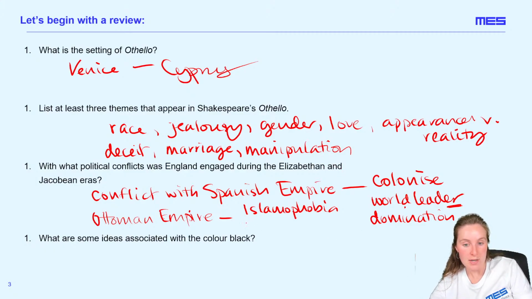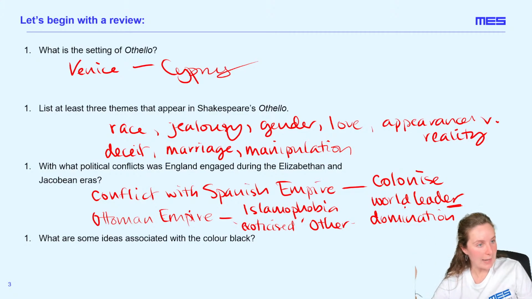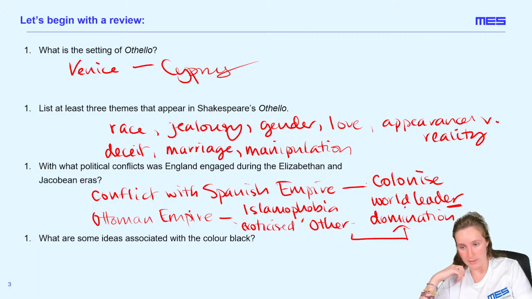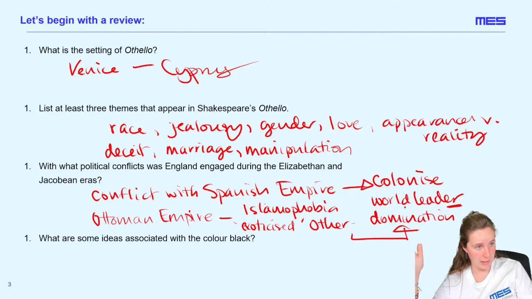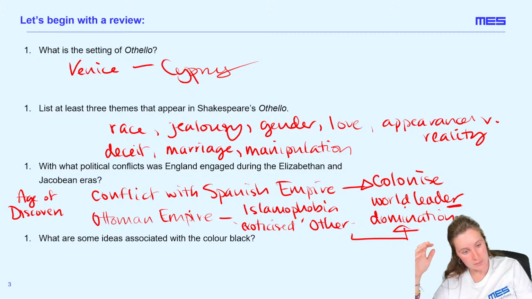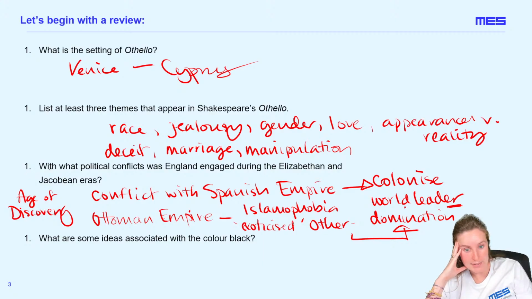There was also this sort of exoticized other. And I'm using Edward Said's language here in quotes in order to talk about the fact that it was England who did this exoticizing of the Ottoman Empire. These conflicts stem back to the Crusades, for example, and again, the similar idea of colonization, being a world leader, domination in both. This was also aligned with the timing of the Age of Discovery. So the Americas were being colonized, as was South America and Central America. More parts of Asia were being colonized at the same time. So all of this was sort of in conjunction with each other.